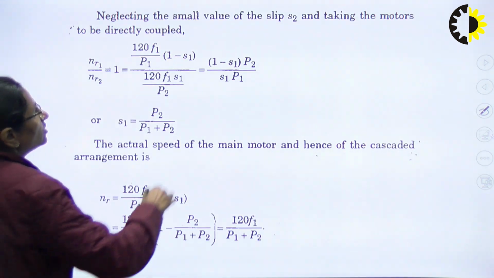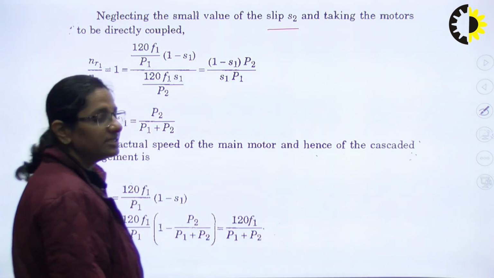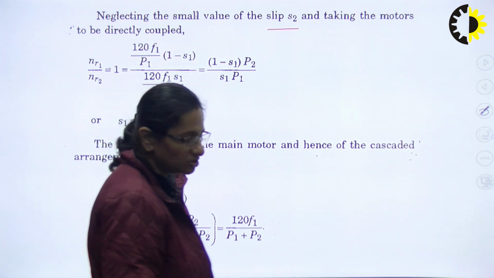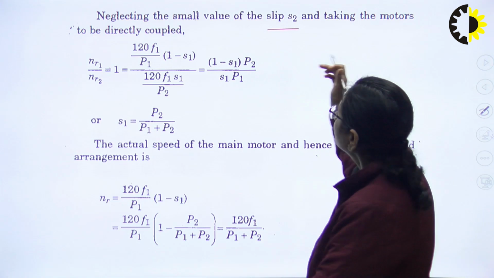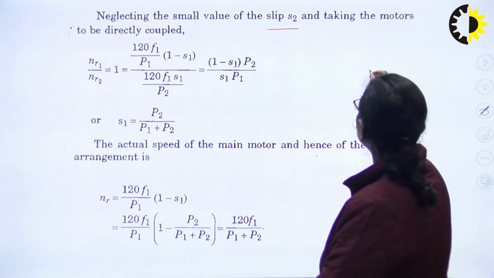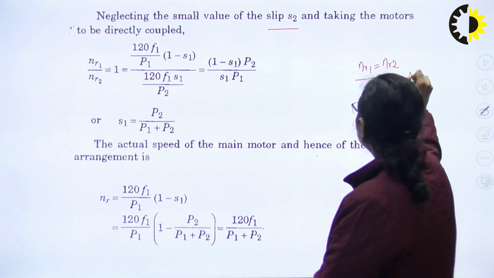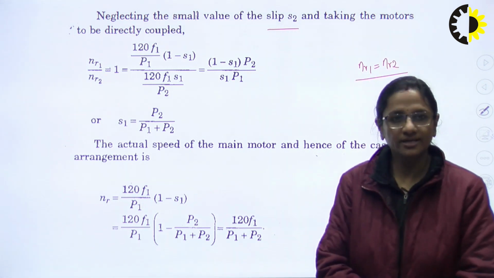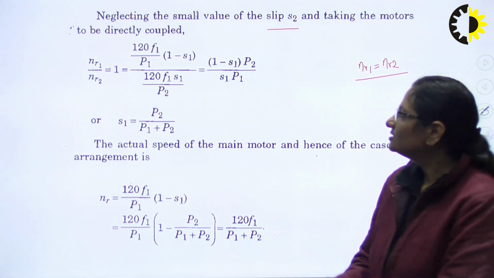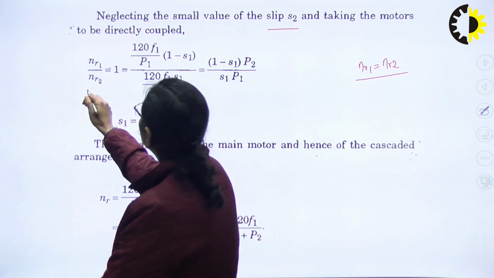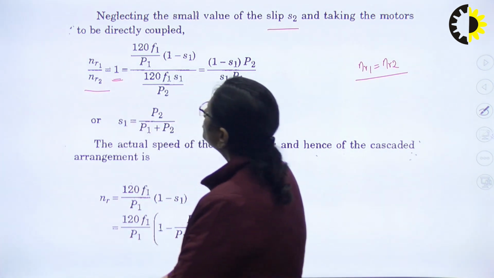Now, neglecting the small value of slip S2, and as the motors are coupled directly, (motors can also be coupled through some gear arrangement, but here they are coupled directly), I can say that NR1 has to be equal to NR2. As the two motors are coupled together, the operating speed of the two motors has to remain the same. So, I can very well say that the ratio NR1 to NR2 must be equal to unity.